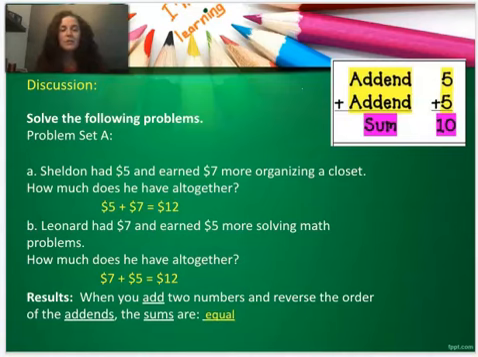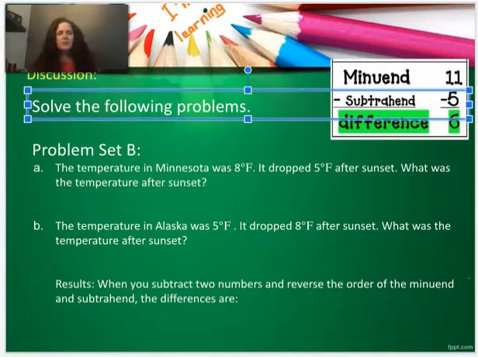Okay, now let's look at a subtraction problem. So we have minuend, subtrahend, difference. The temperature in Minnesota was 8 degrees Fahrenheit. It dropped 5 degrees Fahrenheit after sunset. What was the temperature after sunset? Model that number sentence. Now part B: the temperature in Alaska was 5 degrees Fahrenheit. It dropped 8 degrees Fahrenheit after sunset. What was the temperature after sunset? So you can see how those number sentences might be related, but they're different. We're going to look at what those are. So make sure you have your number sentences written down.